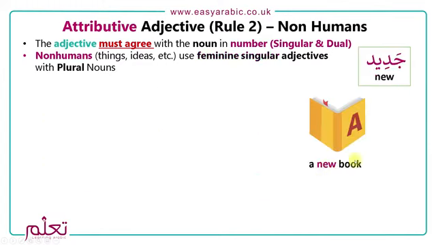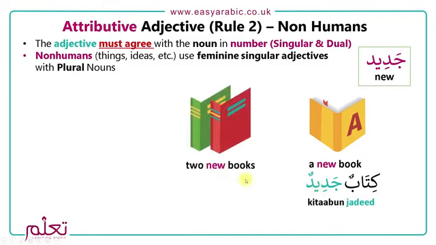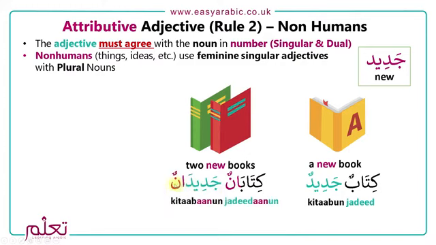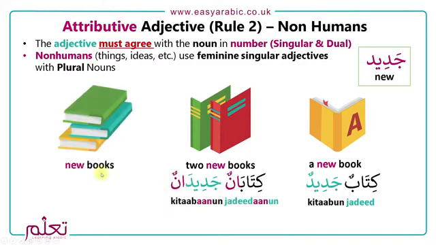Let's look at another example. A new book will be kitabun jadidun. Two new books will be kitabanun jadidanun. And new books, so the plural for books is kutubun jadida. So kutubun jadidatun.